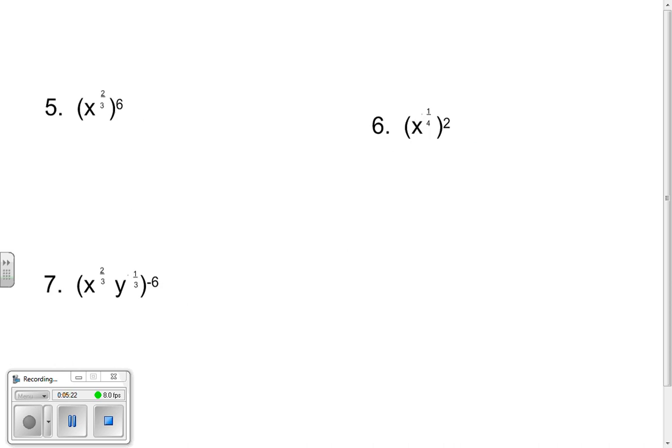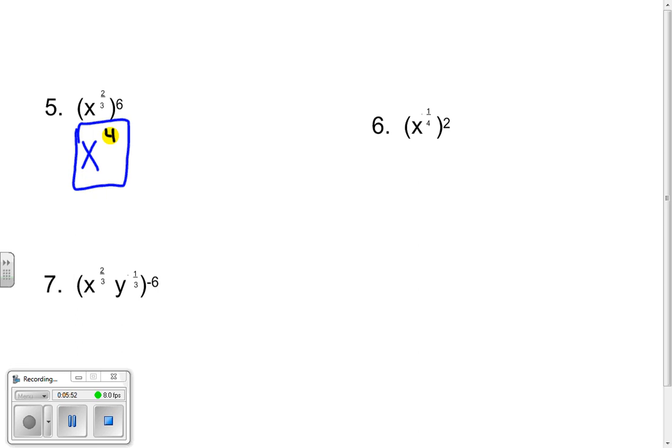In number 5, you're looking at a power raised to a power. That 2/3 is being raised to the 6th power. So the rule says keep the x and multiply the numbers in the air. In this case, we're multiplying 2/3 times 6, and that gives you 4. X to the 4th. Anytime your exponent is an integer, you can't rewrite it using radicals. So because that 4 is an integer, specifically speaking a whole number, you can't put it in simplified radical form. It just stays like that.